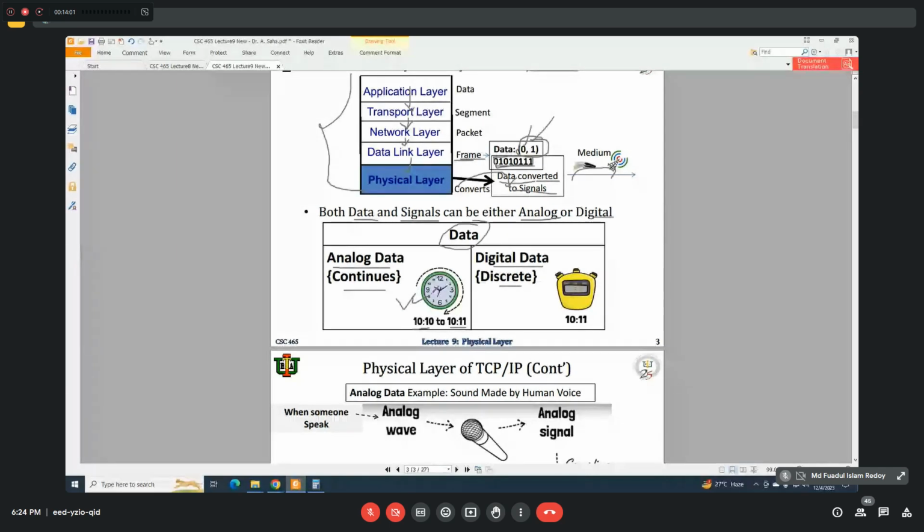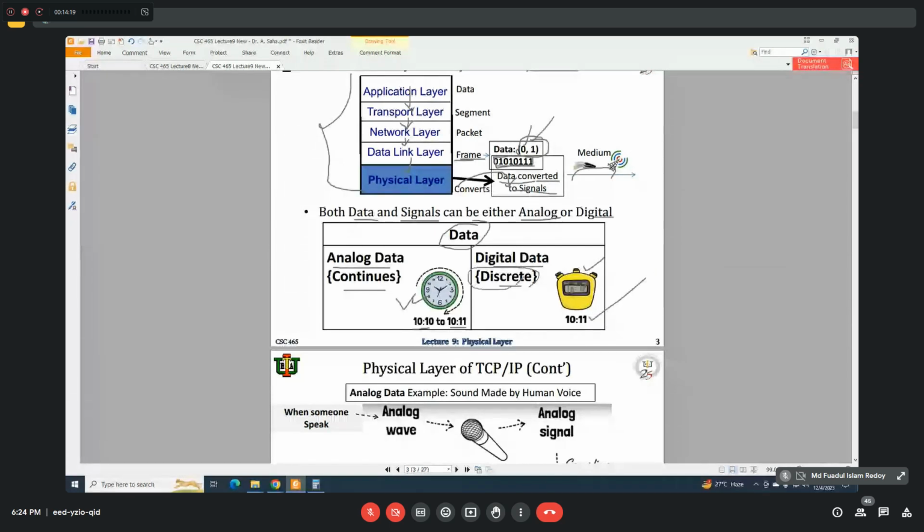But if you look at digital data, you can take a digital clock into account. For example, it is showing 10:10, but suddenly it jumps from 10:10 to 10:11.